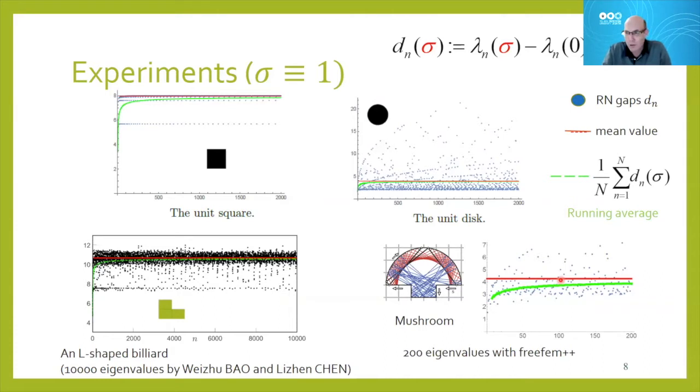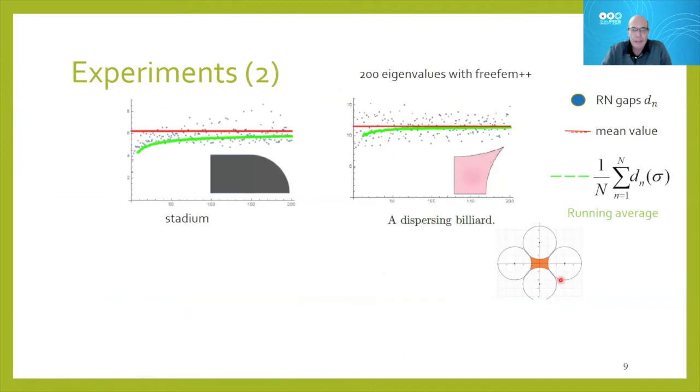And I will show you two more pictures. The first is of the stadium billiard. So you take a rectangle and put two semicircles at the edges. Here I've desymmetrized it, so you get a quarter of a stadium. And again, you see those blue dots and the red green curve, which looks like it's tending to this red line. And here, again, I only have 200 eigenvalues with some unknown accuracy using this finite element package.